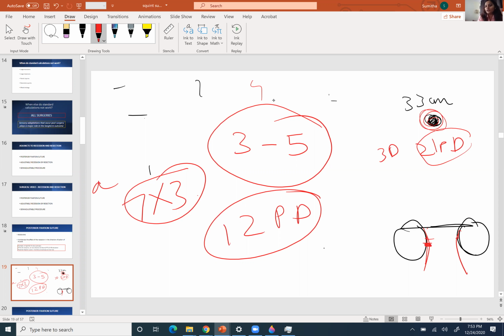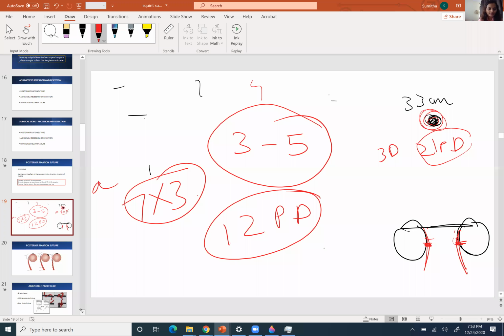Because what the posterior fixation suture does is it limits the action of the muscle, which is the adduction action of the medial rectus, in the direction of the action of the muscle. So the more the patient converges or adducts, the more is the limitation of the action of the muscle. And that's why posterior fixation suture is used in that situation. I hope that was clear.